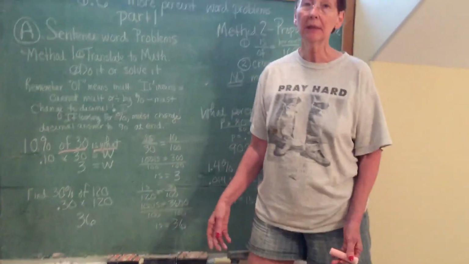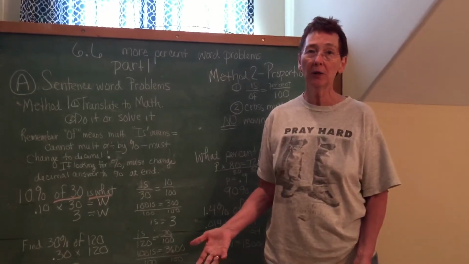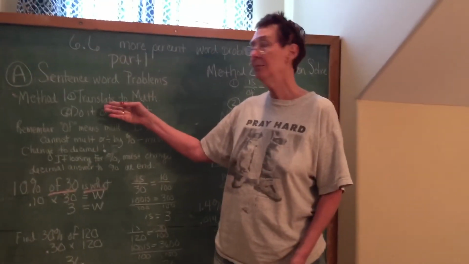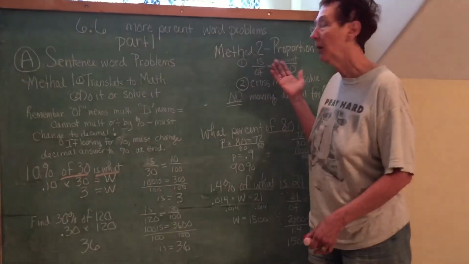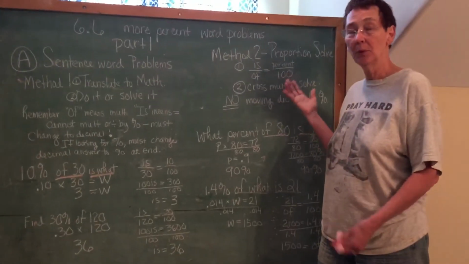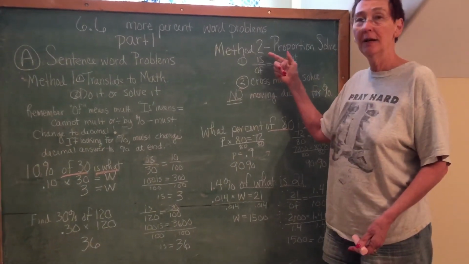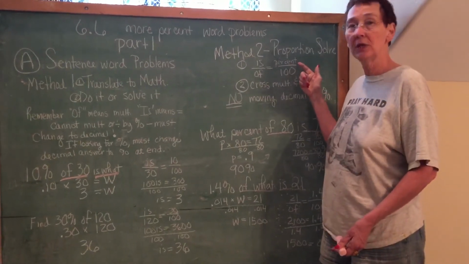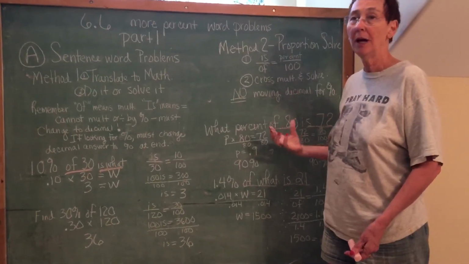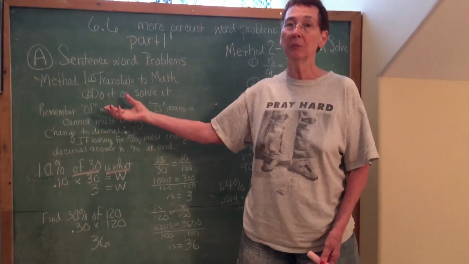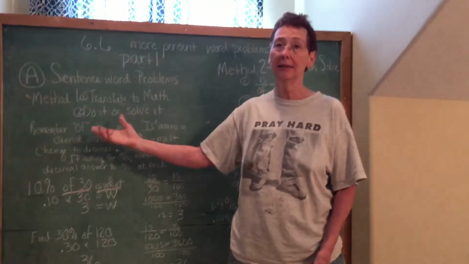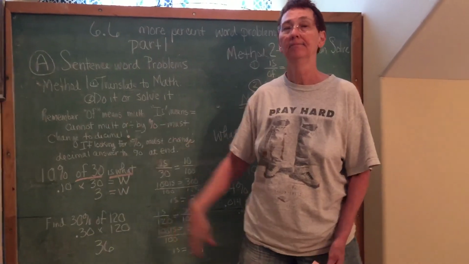So you can do these little mini sentence problems either way you want to. Either change them into a math problem and solve it, or change it into a proportion using the idea of the is over the of and the percent over the 100. Cross multiply, and what you get is your answer. When you do it by the sentence, remember you have to change the percents into decimals before you can do it. Hope that helps.